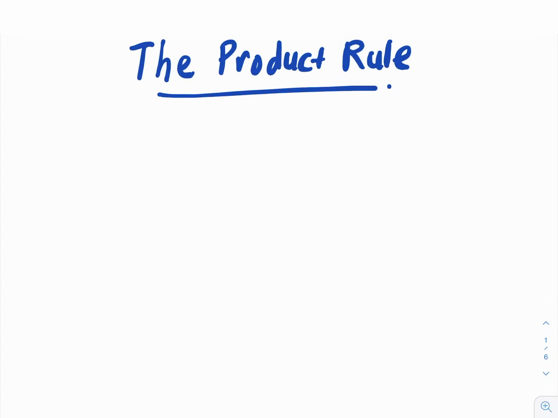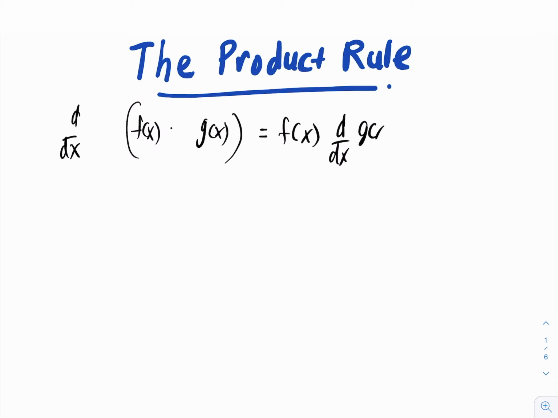Okay, the product rule. Let's say f and g are two functions that are differentiable, in terms of x. If we want to differentiate f(x) multiplied by g(x), we will have f(x) multiplied by the derivative of g(x), plus g(x) multiplied by the derivative of f(x).